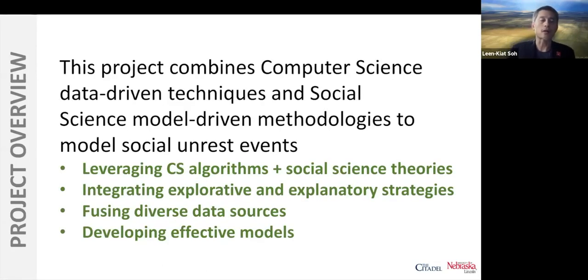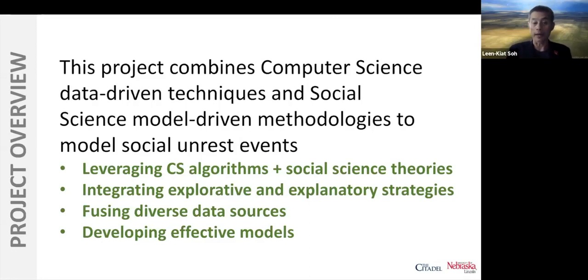And the project combines computer science data-driven techniques and social science model-driven methodologies, to leverage the power of CS algorithms and to help with the social science theories. The idea here is social science has these theories to explain, for example, to identify important factors that facilitate social unrest or mitigate social unrest. So when you combine that with the data and the algorithms we have to model the unrest events, for example, in real time. And the idea here is also that the data-driven techniques are more explorative.